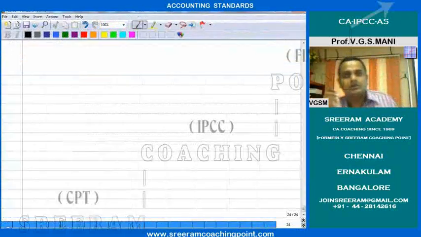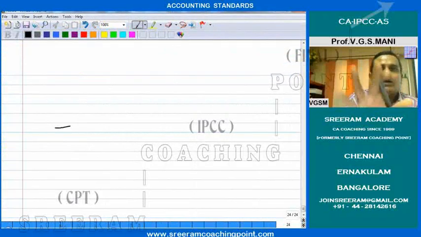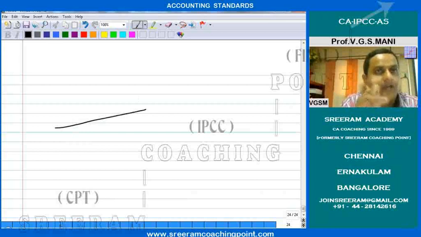Some small introduction. The standard is very simple, only a maximum of 10 or 15 lines. That's all about the standard, but it is very, very important for the exam. Both contingencies and events occurring after balance sheet date put together would be a higher standard, but contingencies are already shifted to AS29. The standard is very simple, maximum two or three paragraphs, but very, very important for the exam, and practically also.